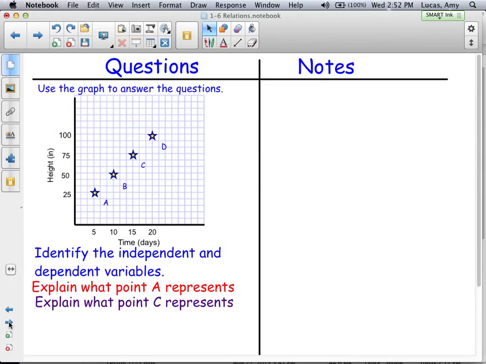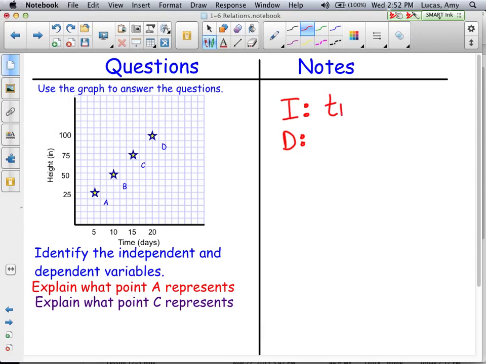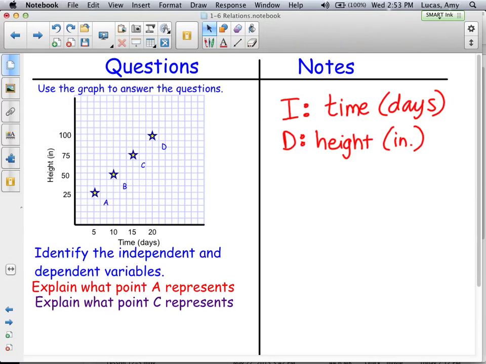Okay, the next kind of an example. This one gives you a graph, and it says identify the independent and dependent variables from the graph. Well, we've been talking about it quite a bit. Independent is on the x-axis, so that is time in days. And then dependent is on the y-axis, so that's height in inches. It's important that you identify what your time is being measured in, whether it's days, weeks, months, years. Same with your height. Is it inches, feet, meters, centimeters? So those labels are very important.